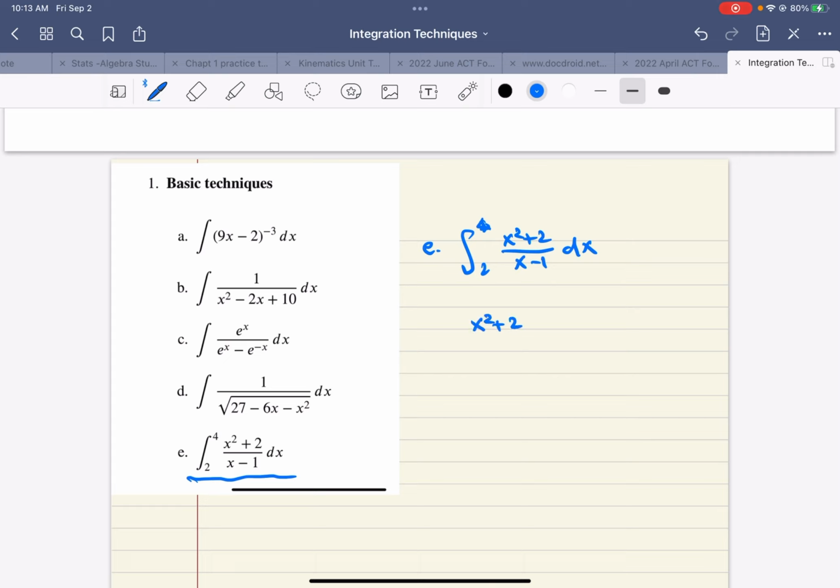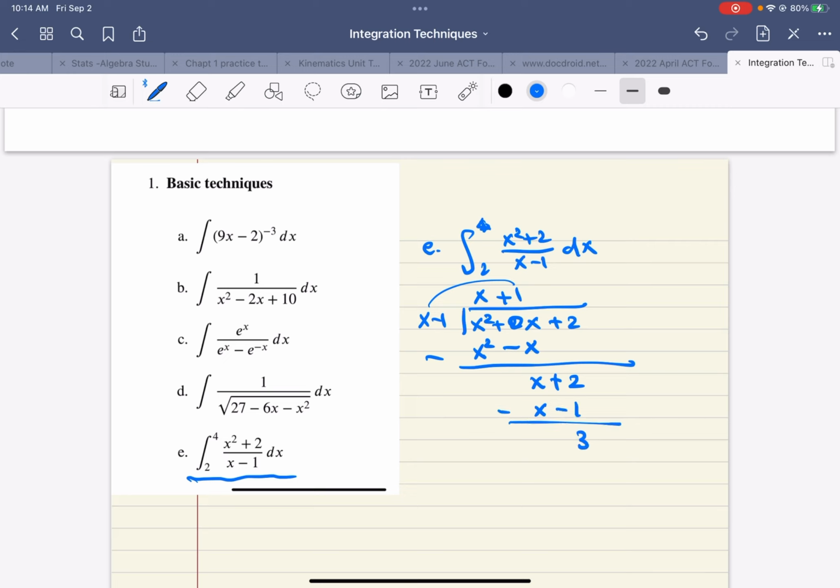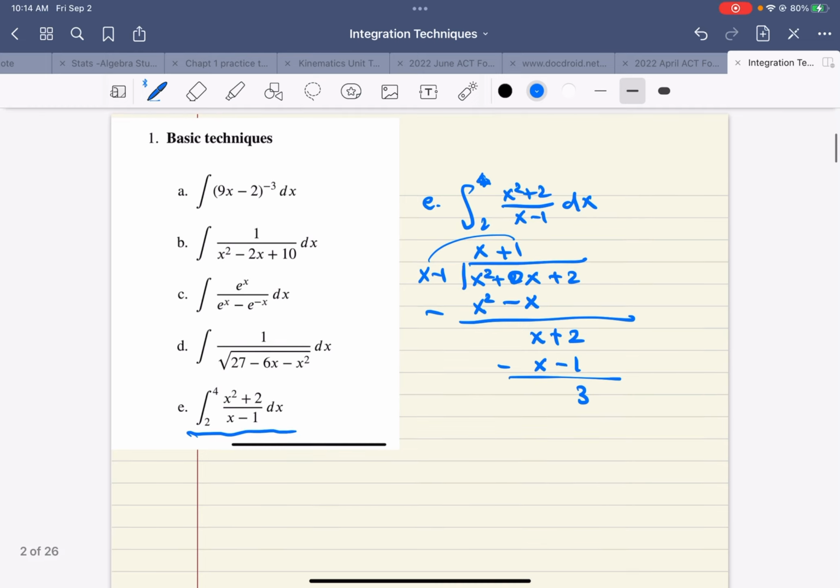So x squared plus 2, but make sure you put 0x plus 2 to long division, x minus 1, and x squared minus x. When you subtract, then just positive x. Next one plus 2, plus 1. Then x, right? This time this is x. Next one, negative 1 times 1 is minus 1. When you subtract 3 left. So inside 2 to 4, it will change into your quotient, x plus 1, plus remainder over divisor, which is x minus 1. Okay? You can change it like that first.